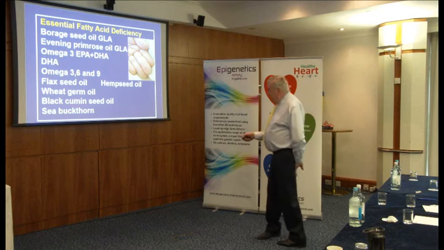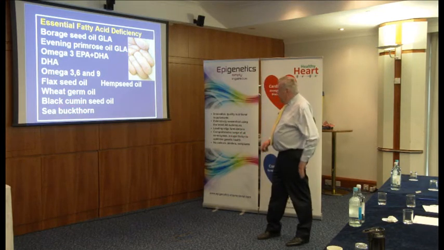Black cumin seed oil is a wonderful oil, combining omega-3, 6, and 9. Sea buckthorn has, of course, omega-7 oil as well, which is good for all the tubes.